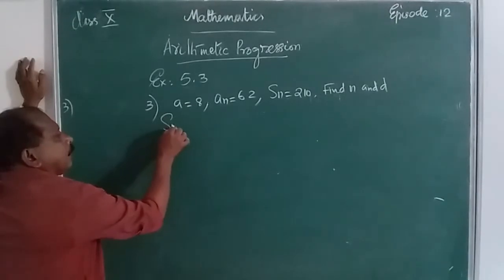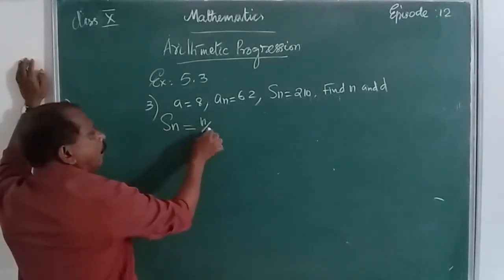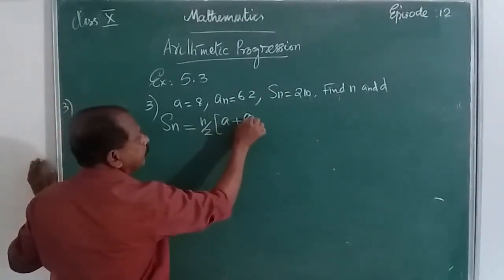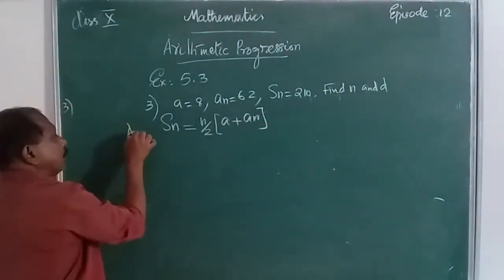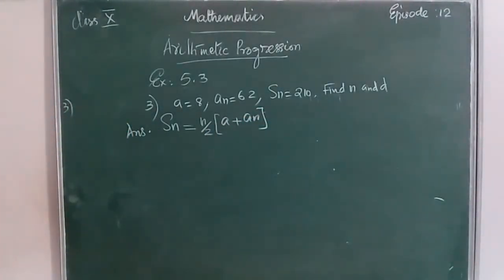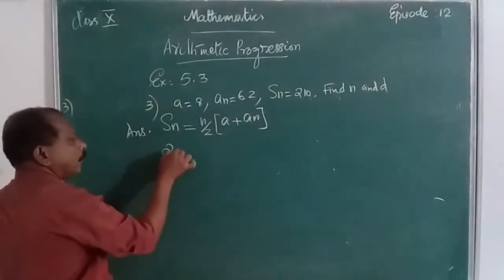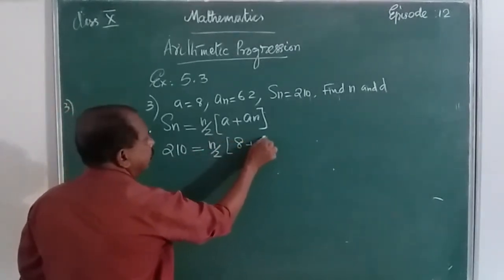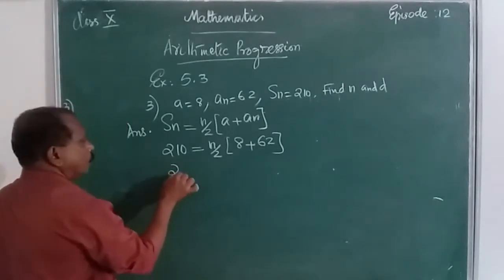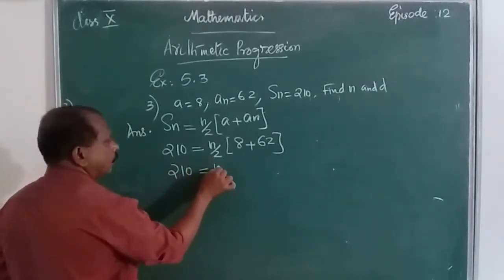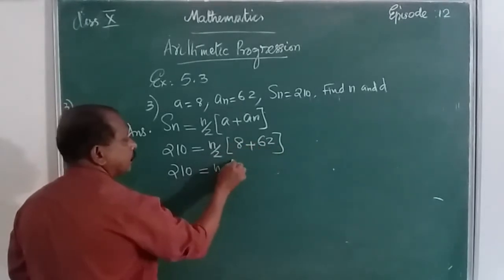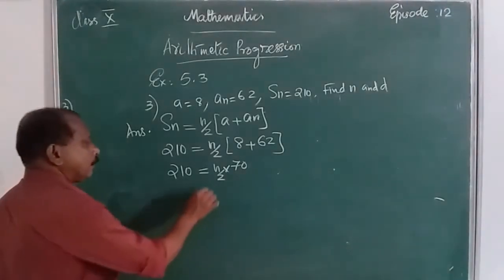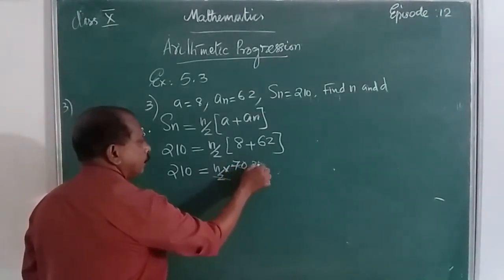Then what is Sn? n by 2 into first term plus last term. They are given. Clear? What is the Sn? 210 is equal to n by 2 into first term, it is 8. Last term is 62. That is 210 is equal to n by 2 into (62 plus 8). 70 and 2 cancels to 35.